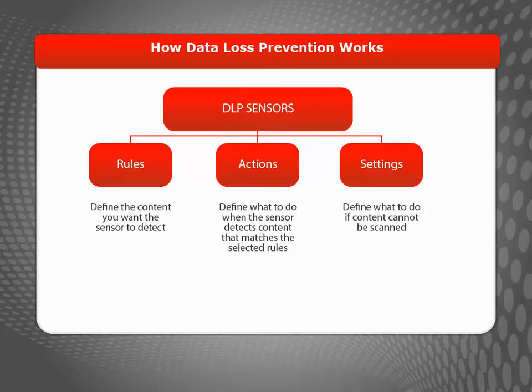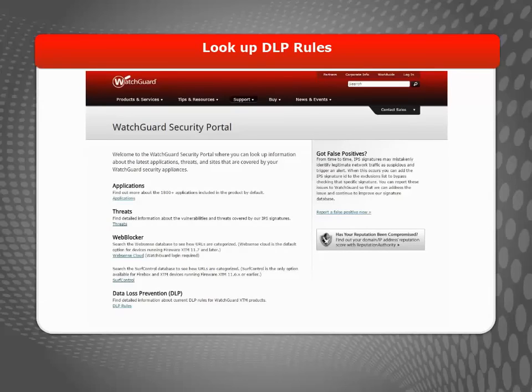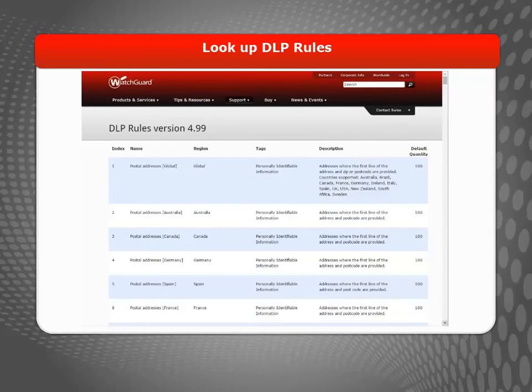When you configure DLP, you can create your own sensor, or you can use one of the two built-in sensors, which can help you comply with the HIPAA or PCI data security standards, common in the United States. To learn about the kinds of information DLP can detect, you can look at the list of DLP rules on the Watchguard security portal. Let's take a look.